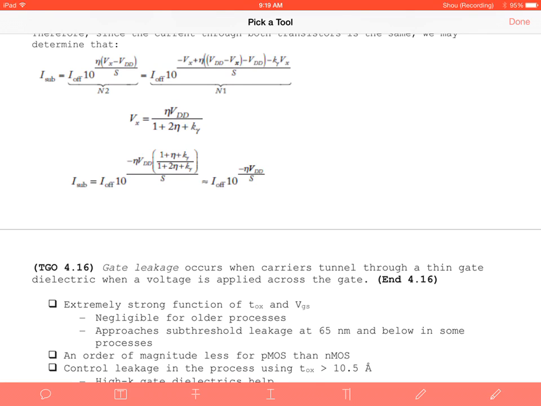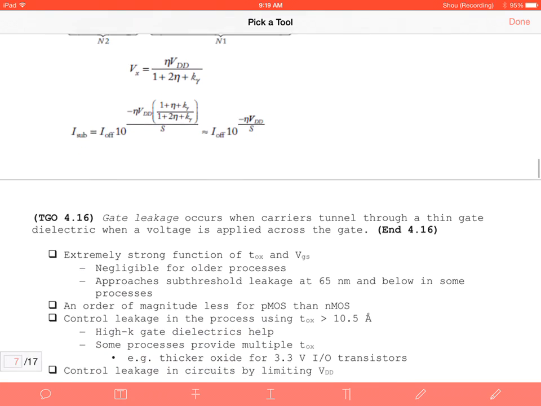So does anybody have any questions about this before I move on to gate leakage? Okay.